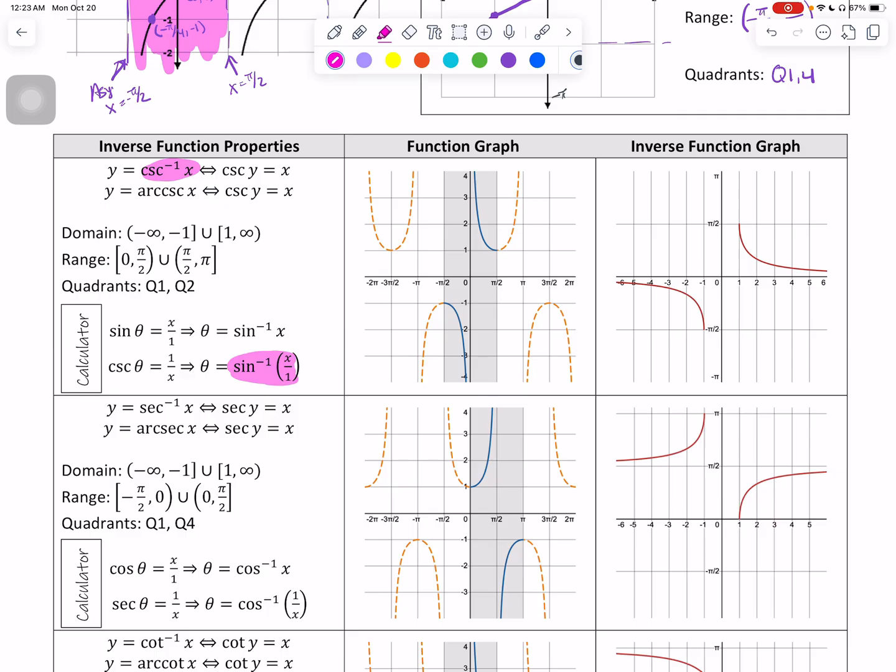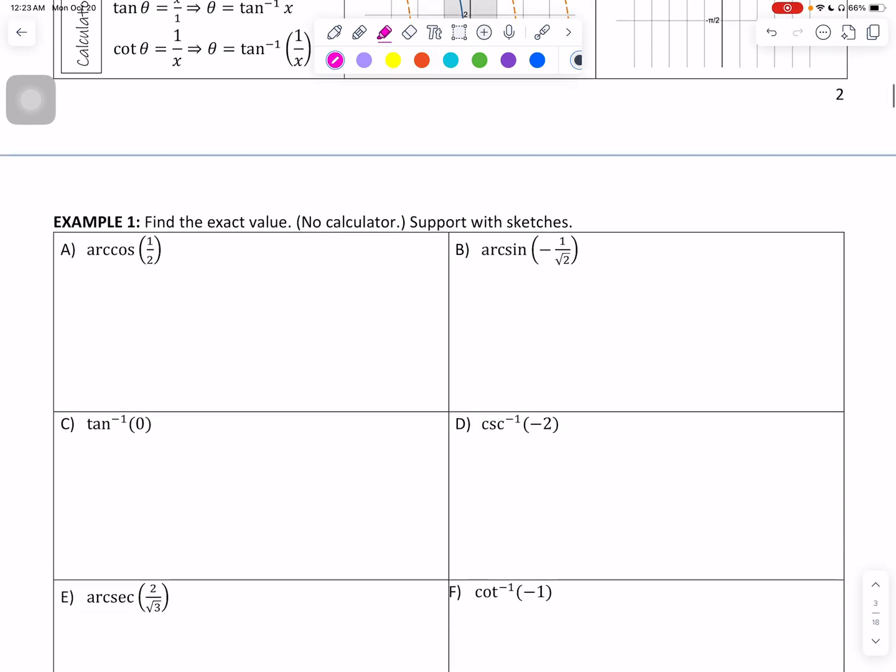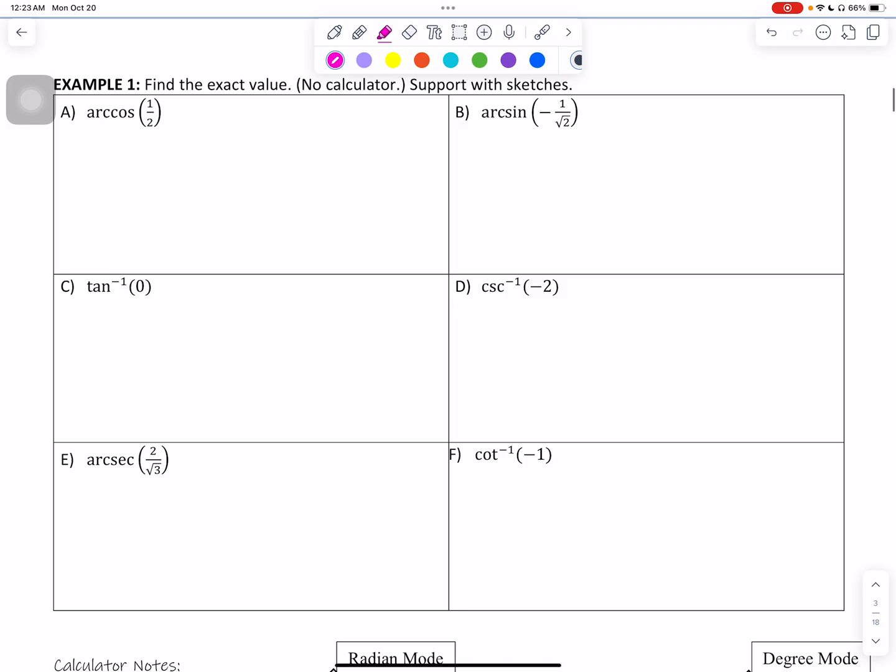But what's in the parentheses will be 1 over that for what is with those trig functions. So the first ones we're going to do are without the calculator. We are going to support these with sketches because you know how much I like you showing as much work as you can.